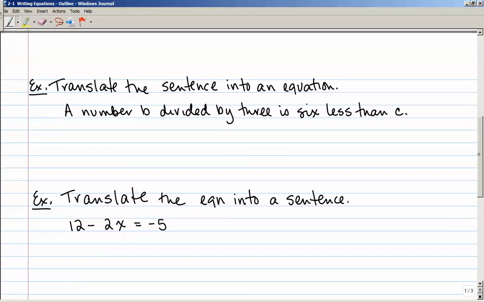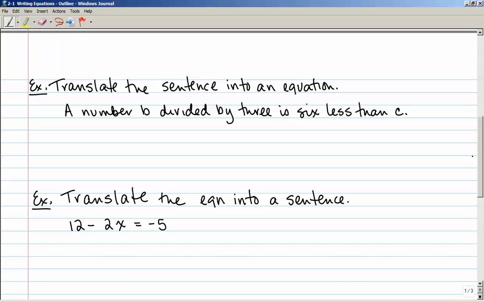Let's take a look at a couple examples here. So we're going to be doing with equations what we did in the previous chapter with algebraic expressions. We're going to be turning a sentence into an equation and then an equation into a sentence. So the first one says, translate the sentence into an equation.